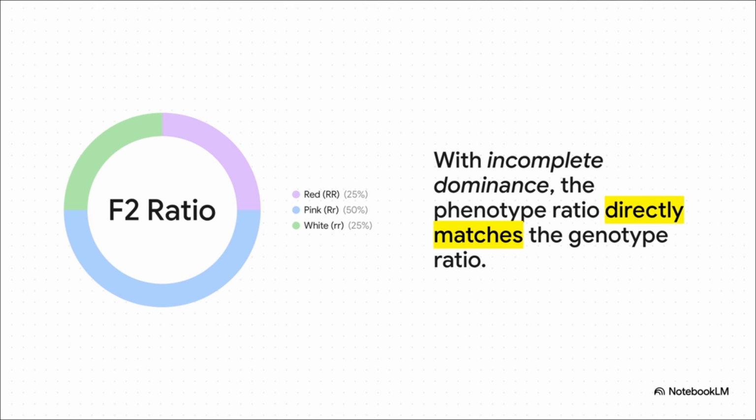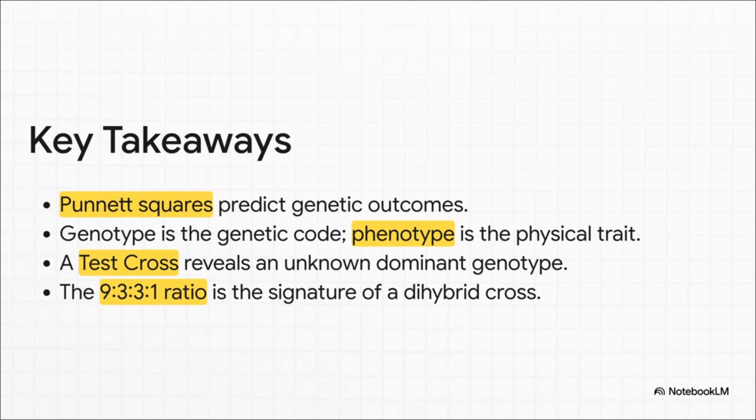Now here's what's so cool about this. Because the heterozygous one looks different, the phenotype ratio, what you see, perfectly matches the genotype ratio. You can literally just look at the flowers and know their exact genetic makeup. No test cross needed.